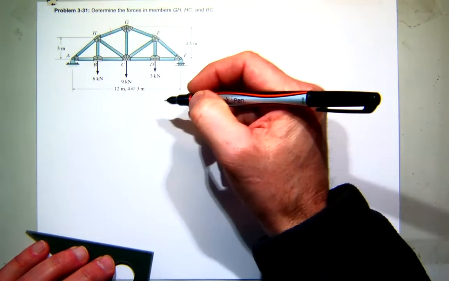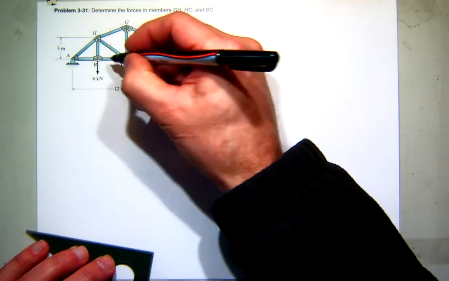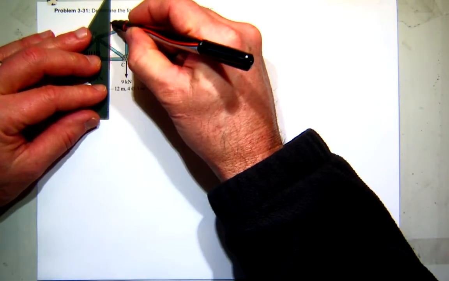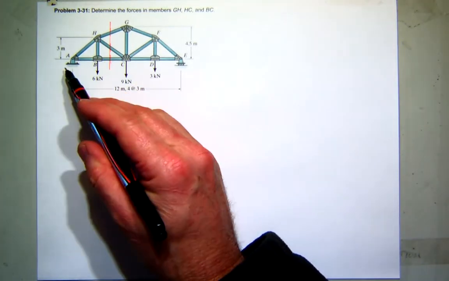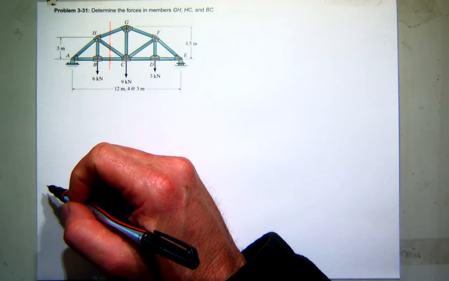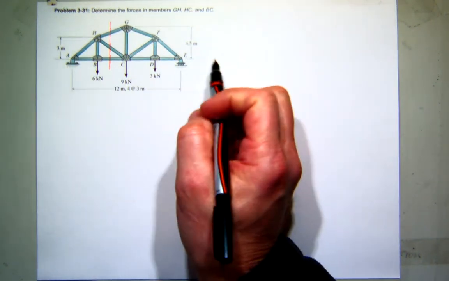So there's HG, HC, and BC. So that's conveniently right in this panel here. And now we have to decide whether we work the left side or the right side. I don't see a tremendous advantage. Either way you go, you're going to have to get some reactions.